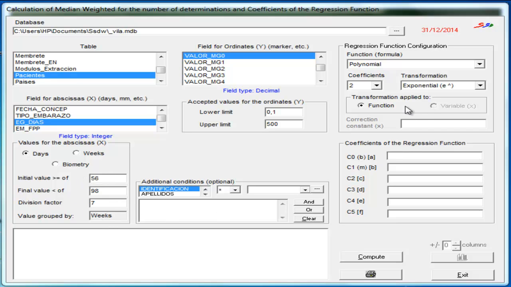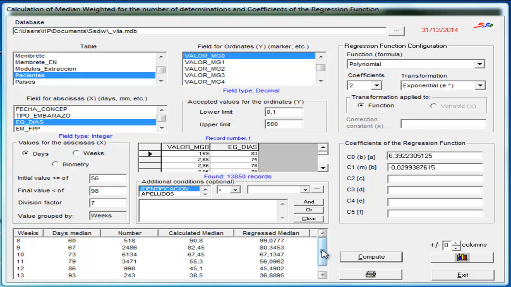We select an exponential polynomial curve with two coefficients, and we get the data corresponding to the number of determinations that we have, the median of gestation days, the median calculated for these values, the median of the regression, and the coefficient R2, which gives a good indicator of how the curve fits the equation.